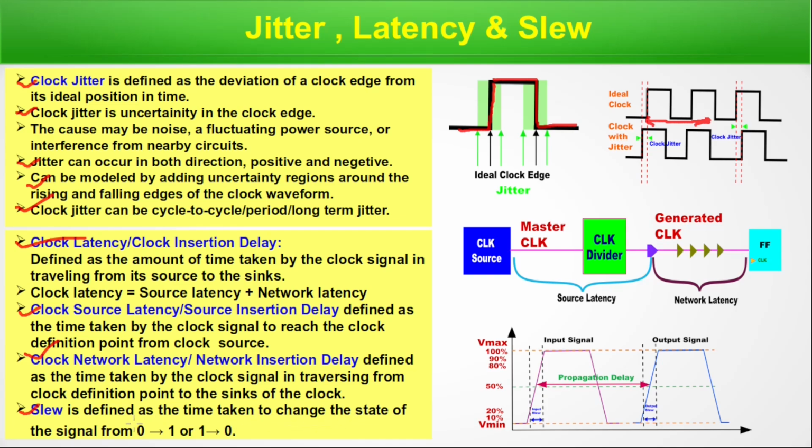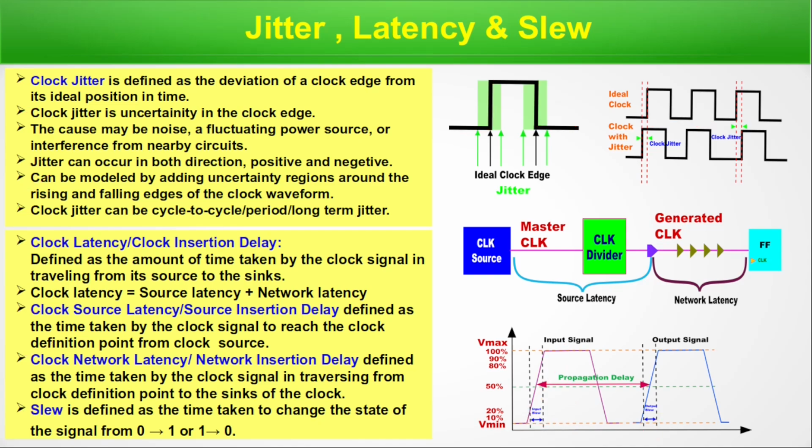Slew is defined as the time taken to change the state of the signal from 0 to 1 or 1 to 0. So here it's 0, here it's 1. That's not instantaneous. A certain time is taken here, that is slew. Here also 0 to 1, that is the output with respect to this input. If switching is very fast, this rise is quite sharp and this time is less. And if switching is not that sharp, it will be like that and it will take more time like this. So we are done with this slide.